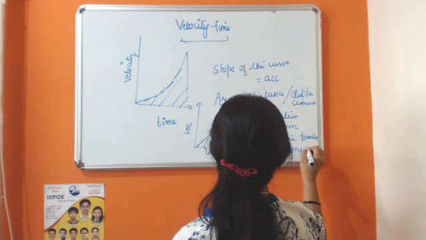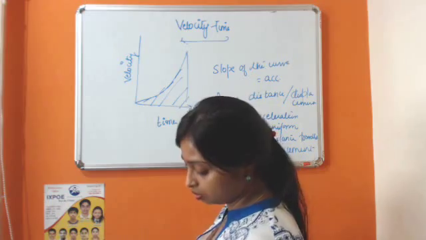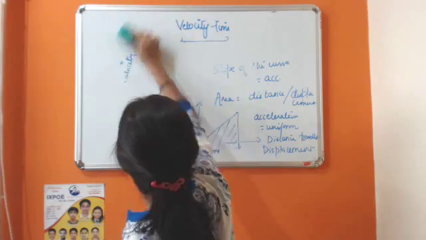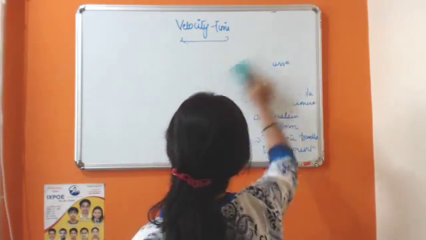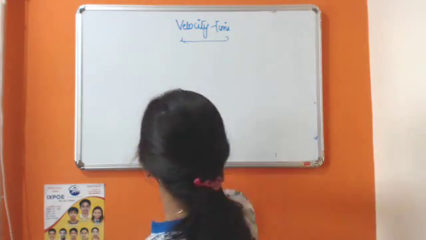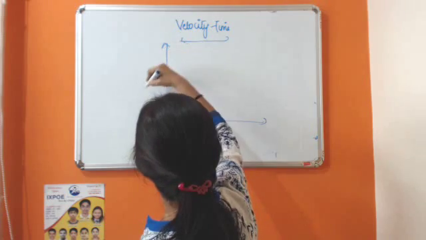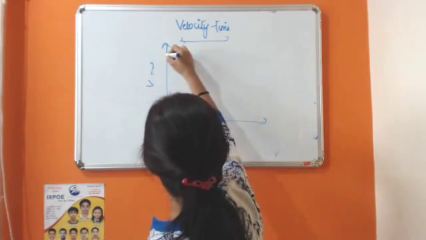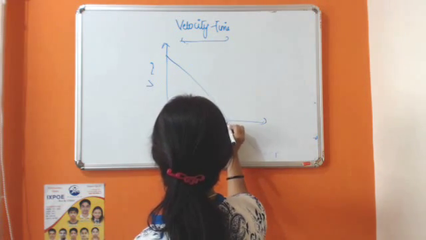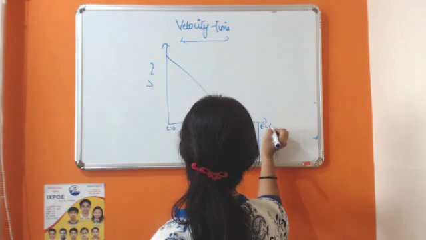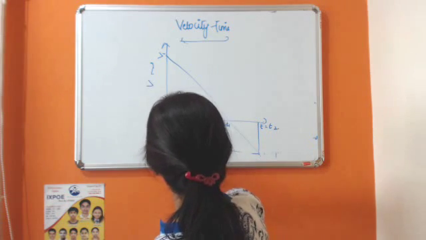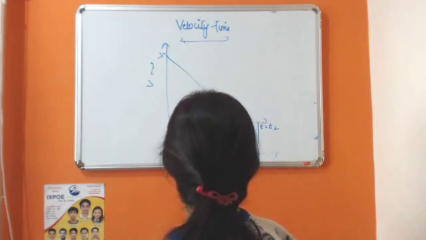Now many of you might be thinking, what is the difference between distance and displacement? We'll understand it with another graph. This is the graph. This is time t is equal to 0. This is time t is equal to t1. And this is the time t is equal to t2. This is velocity v1 here. And here the velocity is v2.